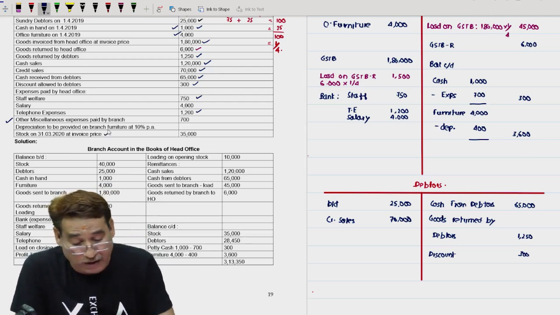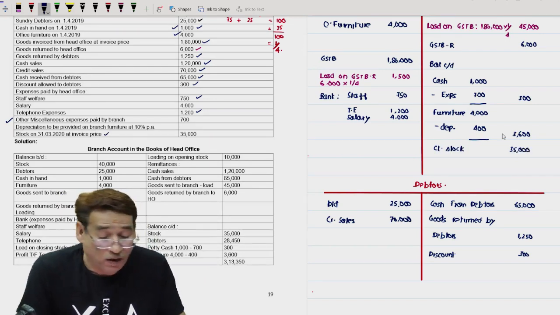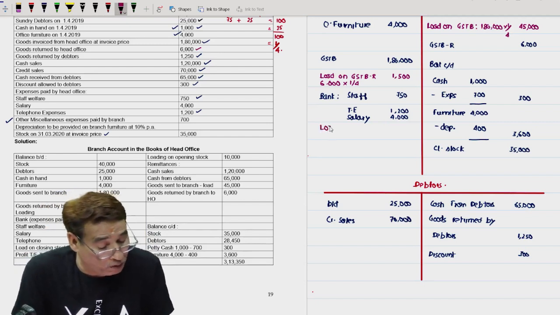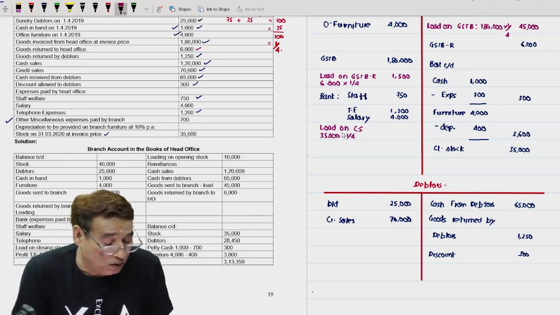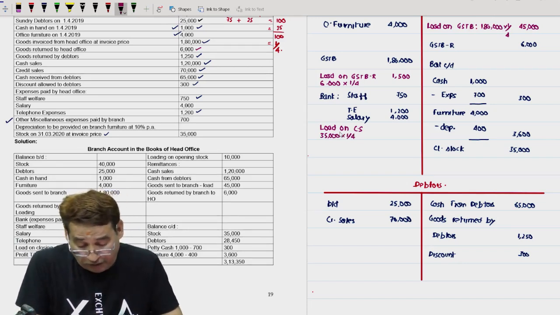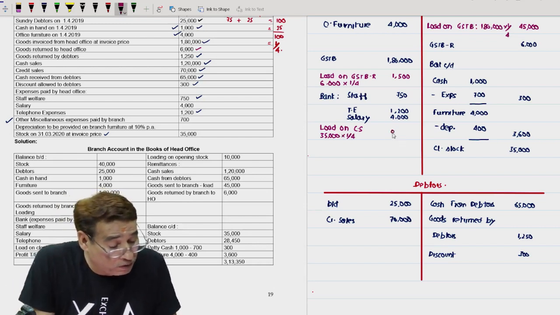Then we have, in this case, closing stock. I will write here closing stock. Amount of closing stock given to you is 35,000, so you will write here 35,000. Need not tell you that ultimately we will need to pluck out the load on closing stock. Load on closing stock will be equal to 35,000 into 1 by 4. So 35,000 into 1 by 4, how much? 35,000 divided by 4 is equal to 8750. So I will write here 8750.